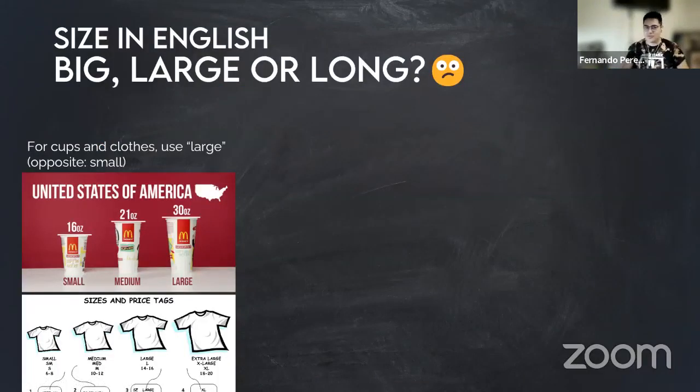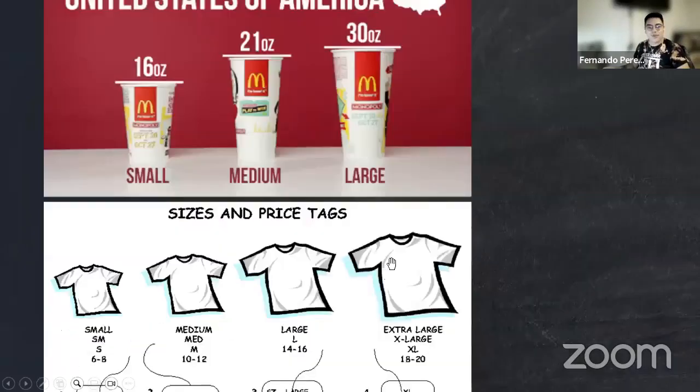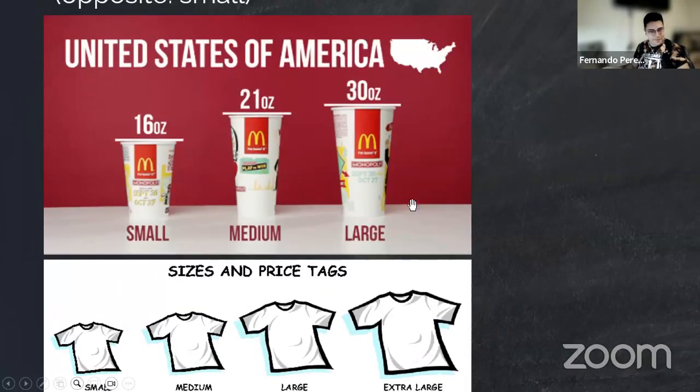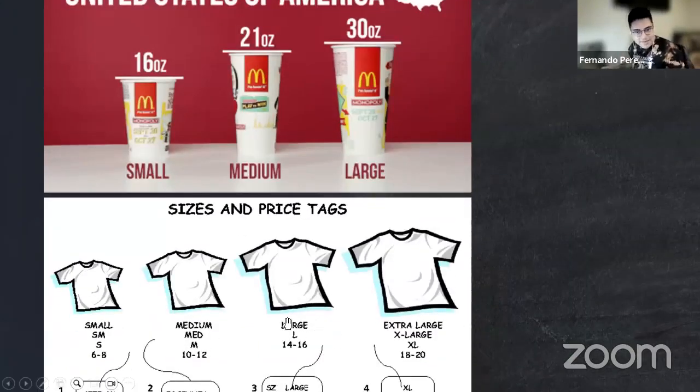Size in English. Big versus large versus long. Usually the word large is used for clothes or the size of your combo. Your combo in McDonald's is not big. The Big Mac is a Big Mac, the hamburger, but the combo is a large combo. And you get the large fries and the large soda, not the big. You see what I mean? When you go to Zara, H&M, the clothes sizes never say big, it is large. You see what I mean?